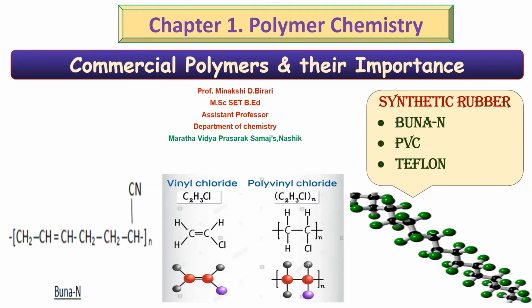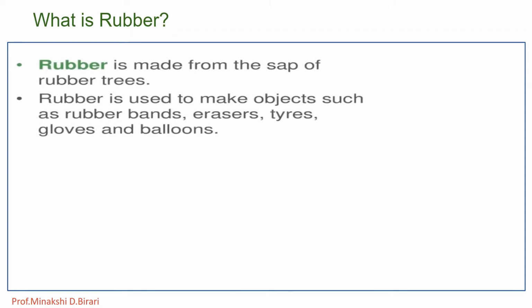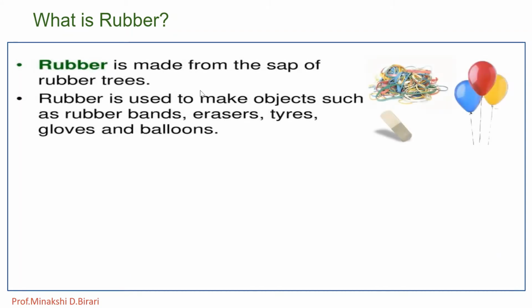Today we will study preparation, properties and applications of some synthetic rubber like Buna N, PVC and Teflon. We know that rubber is made from the sap of rubber trees and that rubber is used to make objects such as rubber bands, erasers, tires, gloves and balloons.